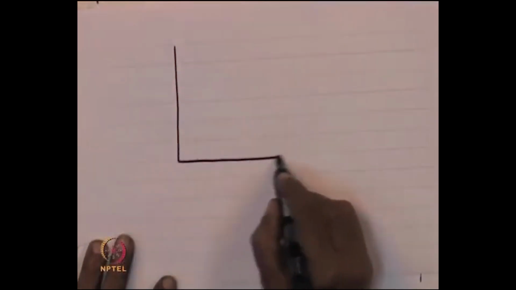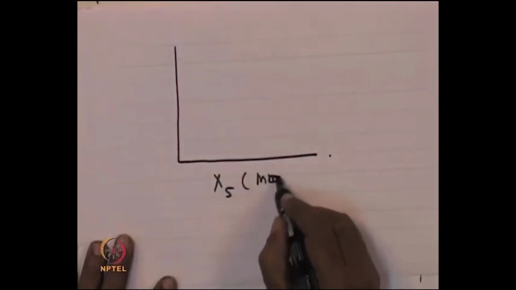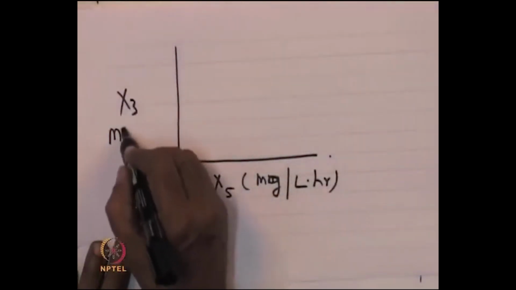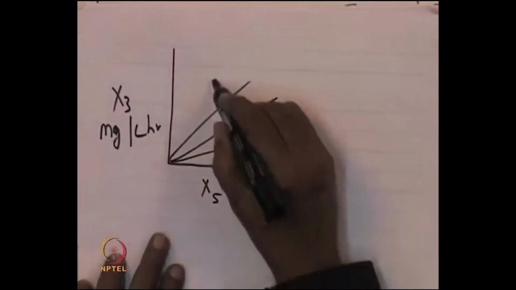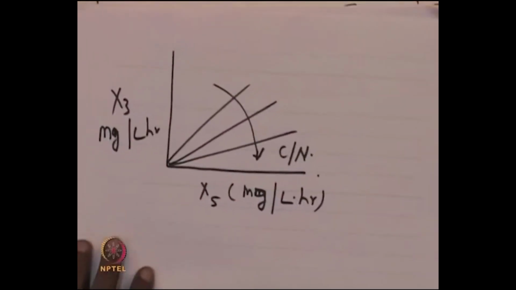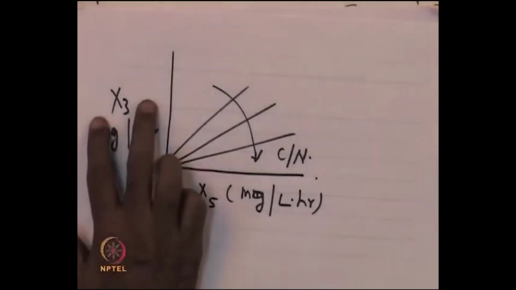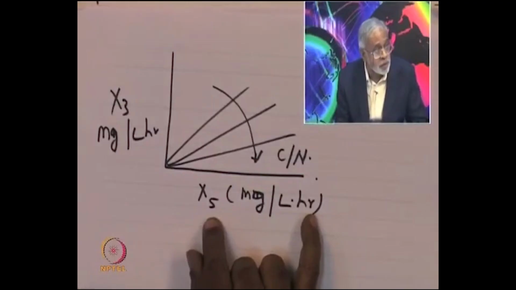If you make a plot of, let us say x 5, the units are say milligrams per liter per hour, and x 3 also in the same units of milligrams per liter per hour, you will find there are straight lines, and it will be like this as C by n changes. I think some of you have done this, many of you may not have done this. What it says is the loss of nitrogen per unit volume per unit time, and this is the loss of carbon measured as COD per unit volume per unit time.